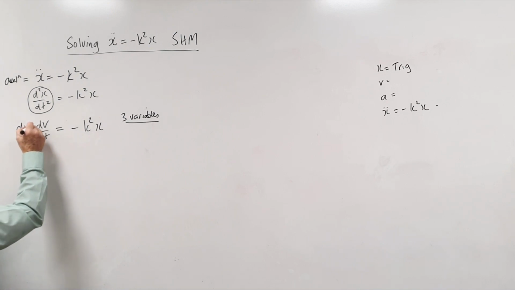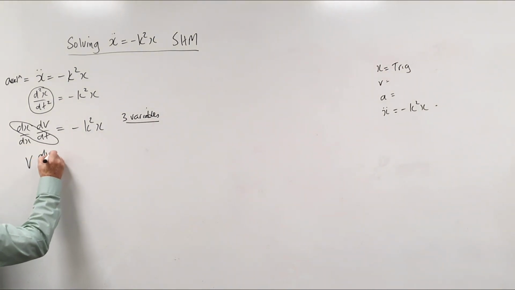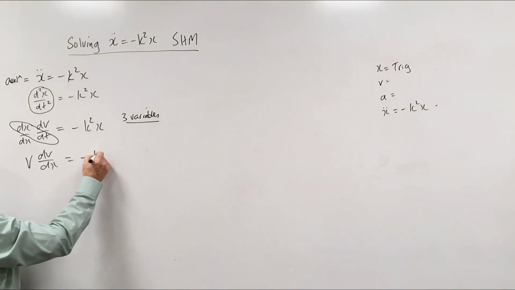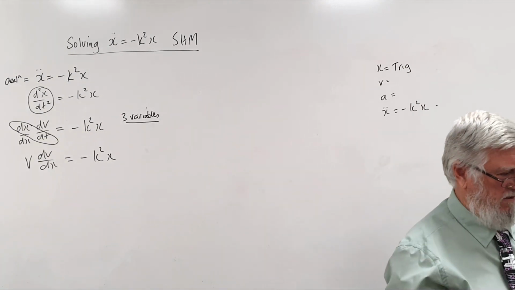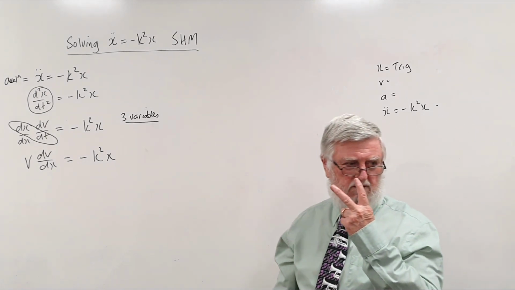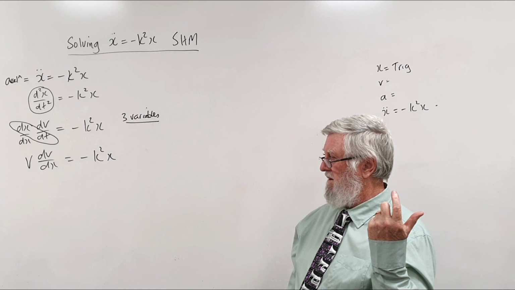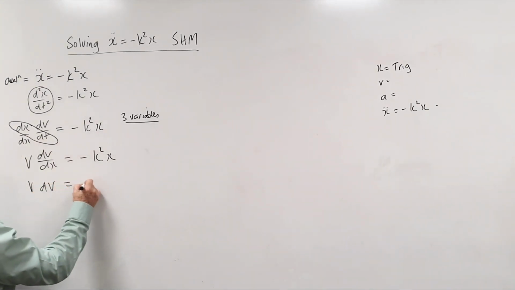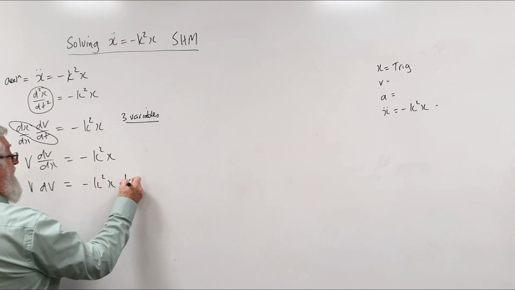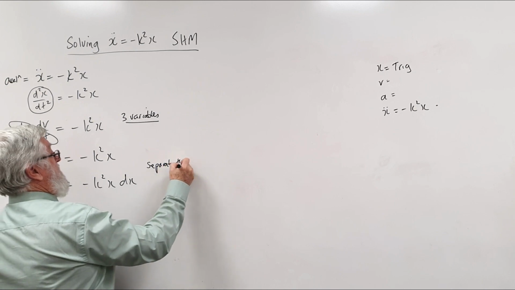So what do I have now? I'm going to circle it that way. What's that called? Velocity. Yes. So we have velocity, v dv over dx, equals minus k squared x. Now can we separate the variables? How many variables have we got? Two. So if I put all the v's on the left and all the x's on the right, too easy. And that's a dx. So should I write that we separate the variables?